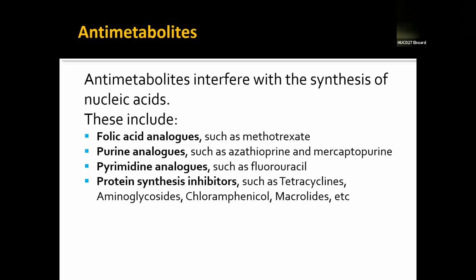Anti-metabolites interfere with the synthesis of nucleic acid. These include folic acid analogs. And we talked about methotrexate as a response to being what? A cell cycle inhibitor, right? Purine analogs such as azathioprine and mercaptopurine are also part of these anti-metabolites. Pyrimidine analogs and protein synthesis inhibitors are all drugs that can be used as a way of targeting the what? The cell cycle, actually.